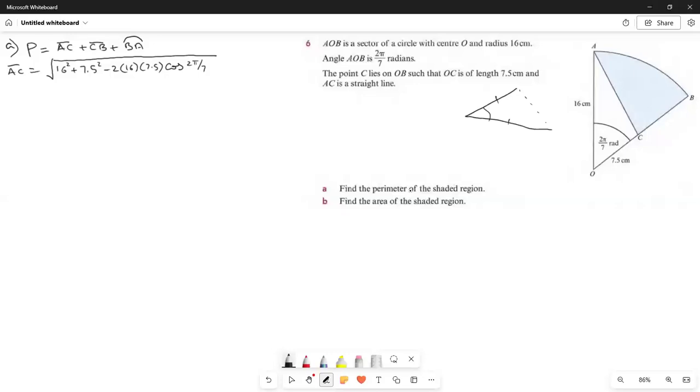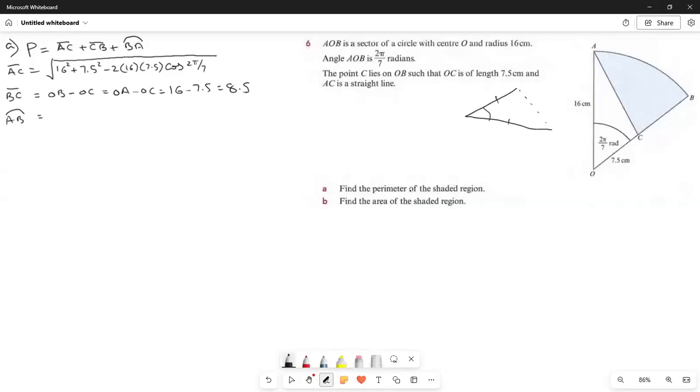Then length CB or BC, this is easy to calculate because BC is equal to OB minus OC, and OB is same as OA minus OC. OA is given as 16 centimeter minus OC is given as 7.5 centimeter. So answer is 8.5 centimeter. So this is easy. Now the third part is the AB arc length, right?